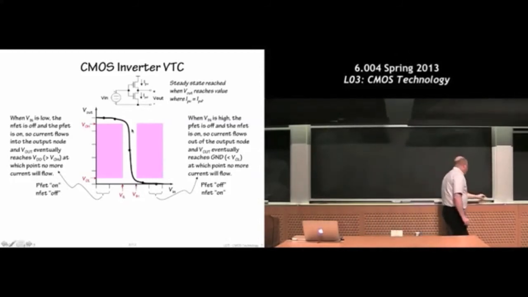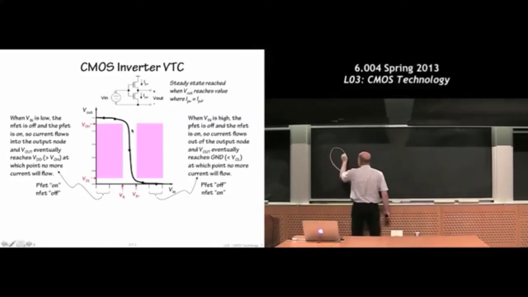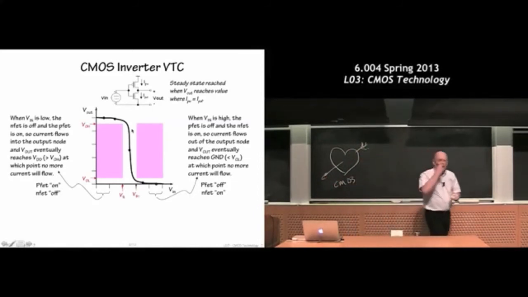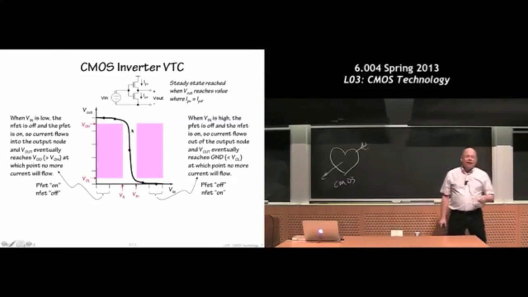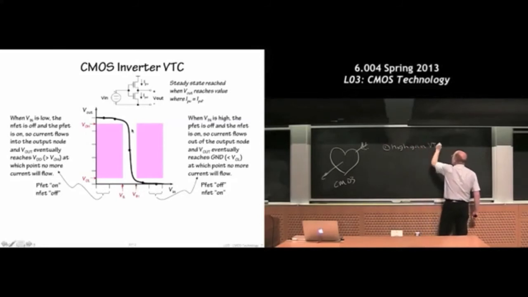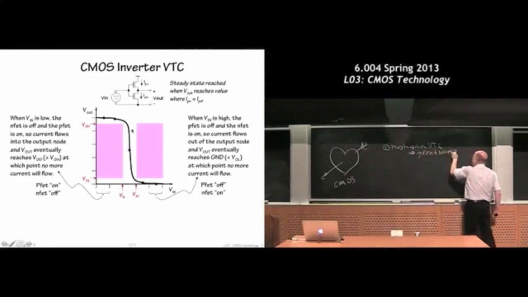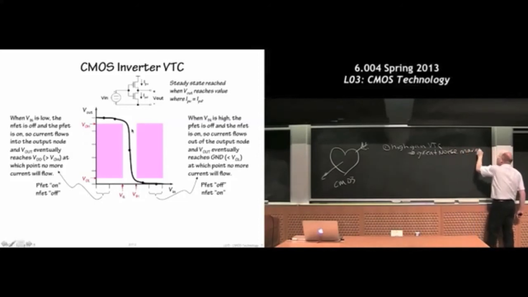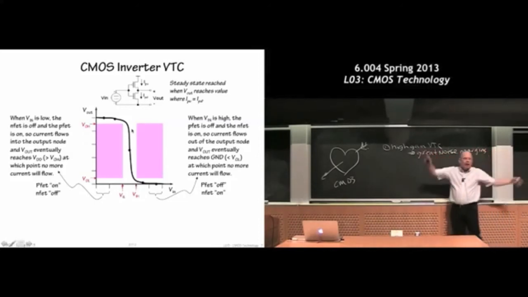Why do we love CMOS? And this is really part of the take-home message. Oh, CMOS, let me count the ways. So the one thing is that it has a very high gain in the VTC, which means I get great noise margins. And what do I mean by great? I mean large. Large noise margins.